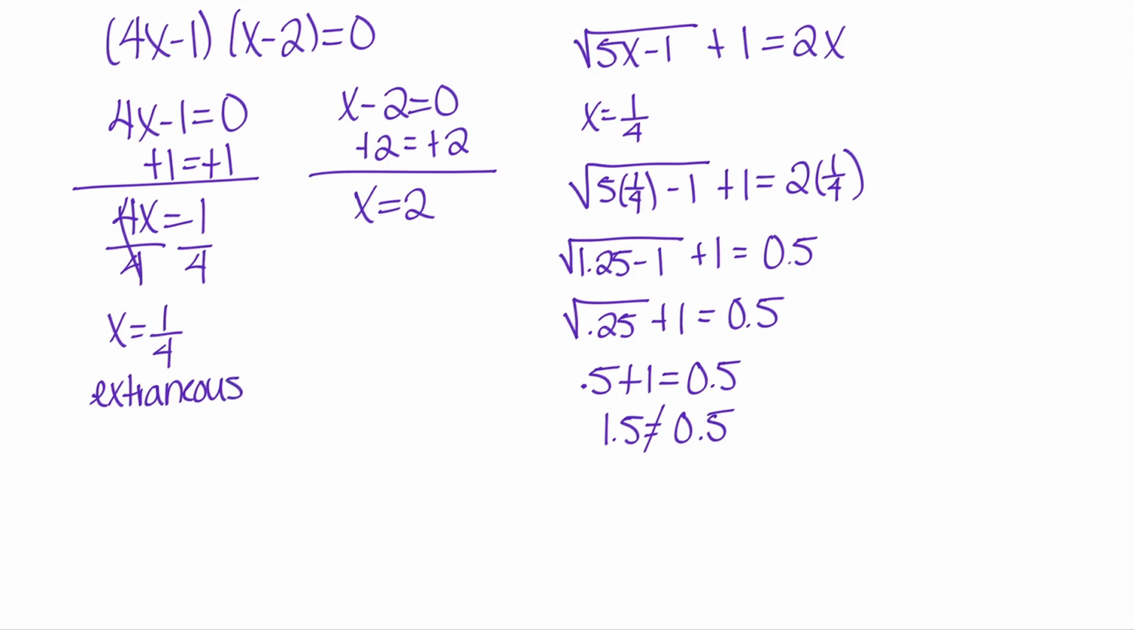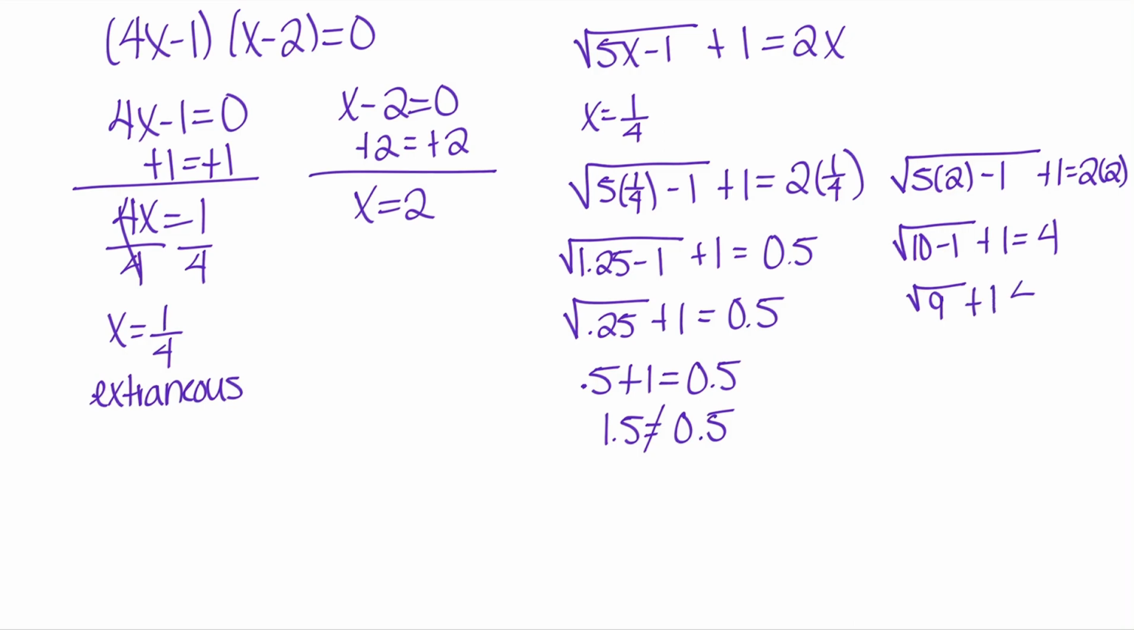Now let's try x equals 2. So if I plug in x equals 2, I get the square root of 5 times 2 minus 1 plus 1 equals 2 times 2. So that gives me the square root of 10 minus 1 plus 1 equals 4. The square root of 10 minus 1 is 9. So the square root of 9 plus 1 equals 4. And so that tells me that 3 plus 1 equals 4, which is in fact true. So that means that x equals 2 is the only solution I have to this square root equation.